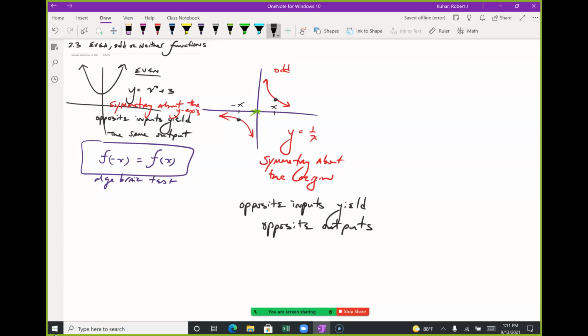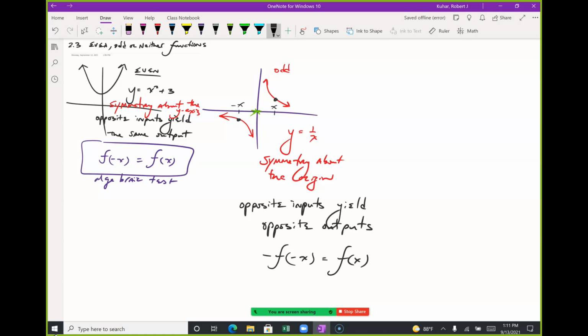And so how do I write that? I like to say the opposite of f of negative x is f of x. I notice that the insides are opposites here, right? Inside I have an x and a negative x. And outside I have an f and a negative f, right? So that's what I'm looking for. If I put in opposites, I get opposite results for odd functions.